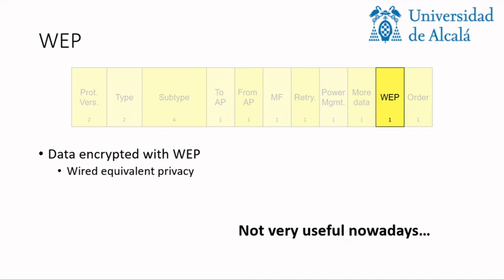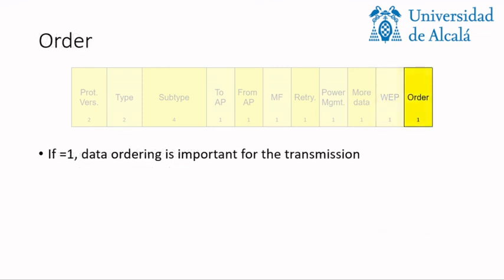We also have one field for the WEP protocol, because when Wi-Fi was being developed, they realized that data encryption was really important. So this was one of the very first encryption models. But right now it's not so secure because it's easily broken. So it's not used anymore. Finally, the last field is the order. If it's set to 1, it means that data ordering is very, very important for the transmission and should be taken into account.